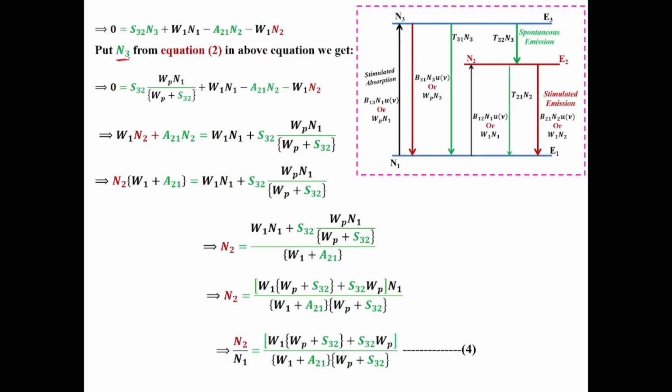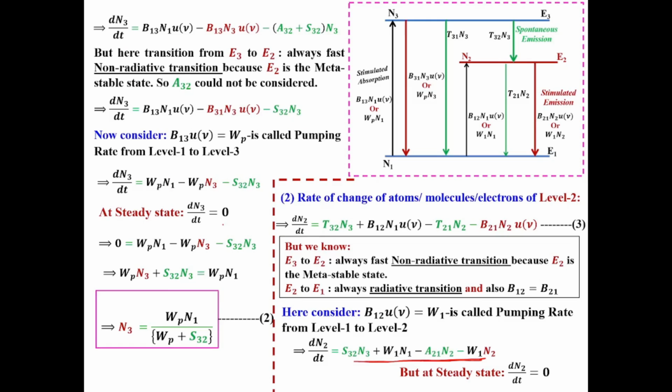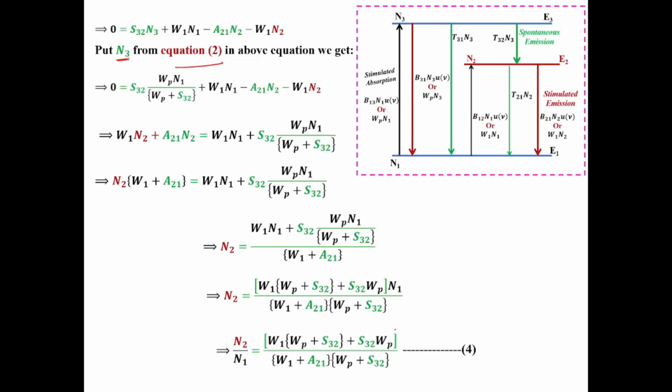Now we have to put the N3 value from equation number 2, which is WP N1 by WP plus S32. Here WP represents the pumping rate from level 1 to level 3. W1 also represents a pumping rate but from level 1 to level 2. You have to remember. Okay, now we put the N3 value from equation number 2. This equation will be written as this one. We just substituted the N3 value.